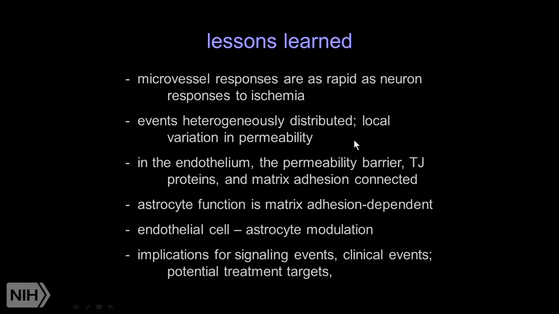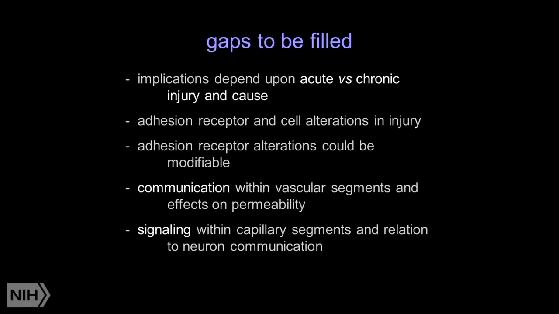So lessons learned, there are many, and these can be summarized very quickly to say that microvessel responses and endothelial responses, as well as astrocyte responses to ischemia, are every bit as rapid as neurons. Finally, that the astrocyte function is matrix adhesion dependent. Endothelial cell astrocyte modulation is clearly operating, but we don't know how. Implications for signaling events and clinical events is quite clear, but also there may be potential treatment possibilities.